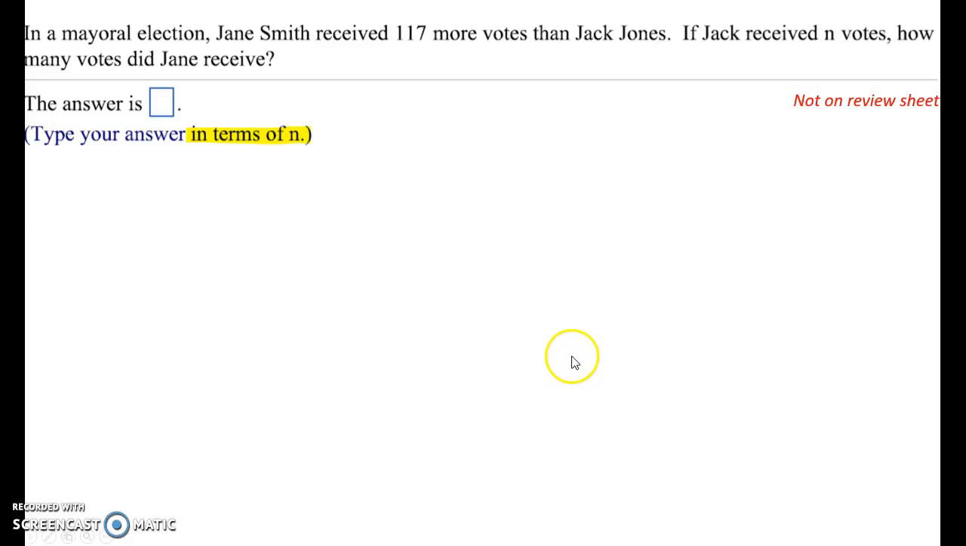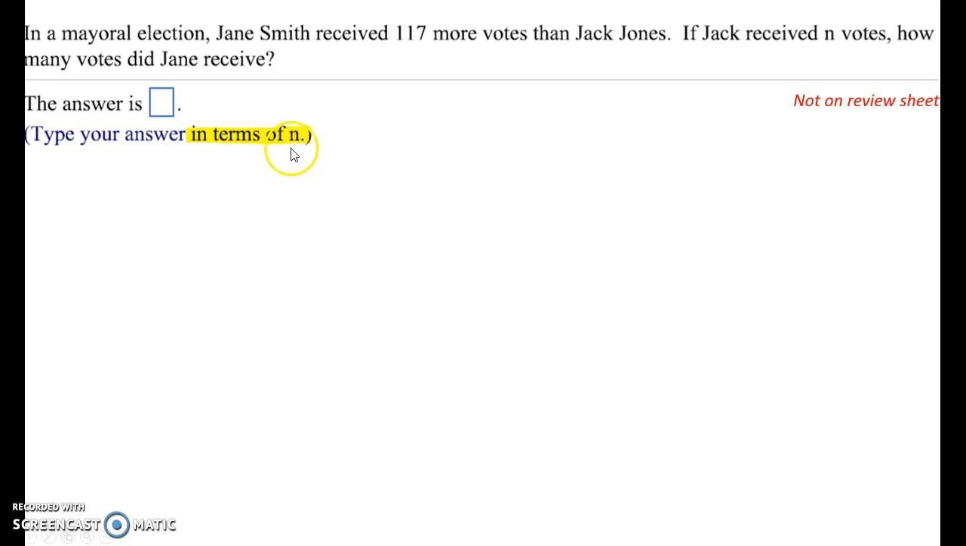Okay, here is a question that's not on the review sheet, but I want to go over it. It comes out of your homework, and there's something similar to this on the test. It says, in a mayoral election, Jane Smith received 117 more votes than Jack Jones. If Jack received N votes, how many votes did Jane receive? And it says, type your answer in terms of N.